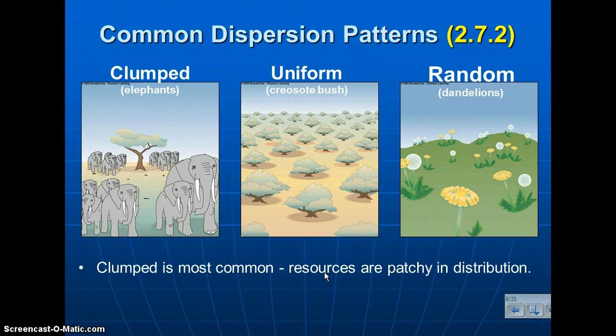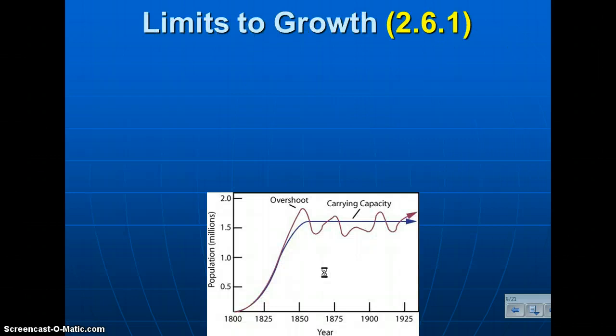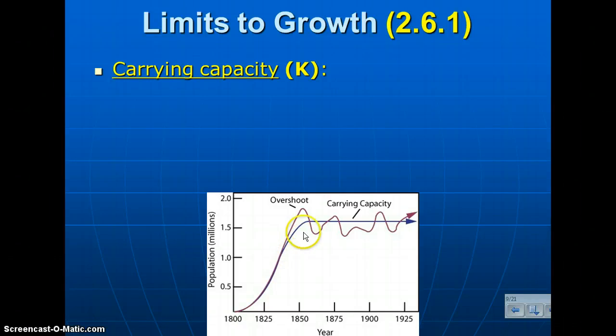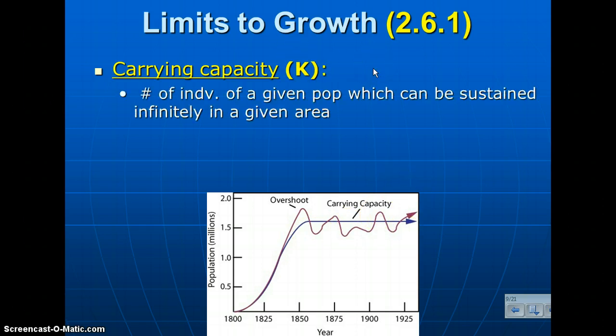How are populations limited? Well, populations are limited in their growth of their size due to the fact that there's limited resources. And because of that, this thing called carrying capacity occurs when populations start to grow. Carrying capacity, looking at this graph, is when it starts to level. We'll call that area K. That's the variable we'll use. And it is the number of individuals of a given population that can be sustained infinitely in that specific area. It is specific to the type of organism and the type of area.